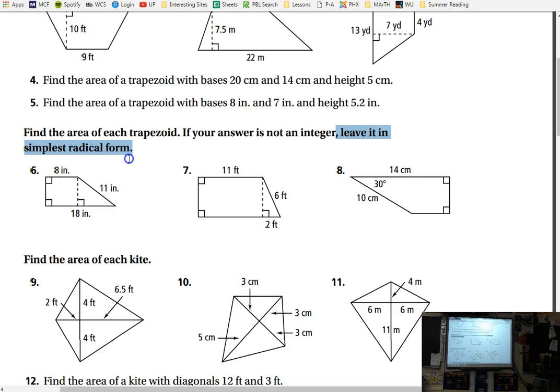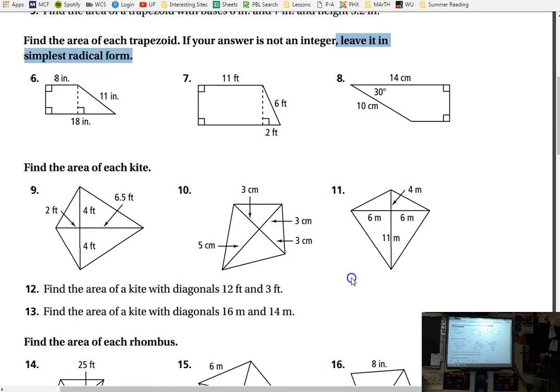We should have just left it at 5 rad 3. But if you do it and you give me a decimal answer, that's okay. But this is trying to make it easier for you. You don't have to multiply out. You don't have to work with messy decimals that go on forever. Leave it in rad form. So that makes your life easier.